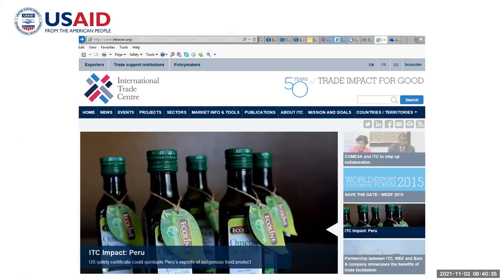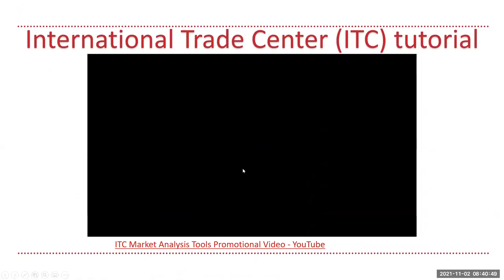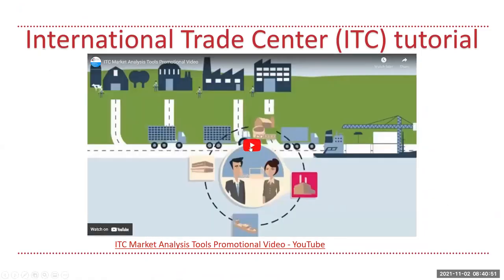So this is the landing site for trademap.org. It's actually the International Trade Centre. This is internationaltradecentre.org. But from here, you can go to trademap.org. I'll play a little video here.